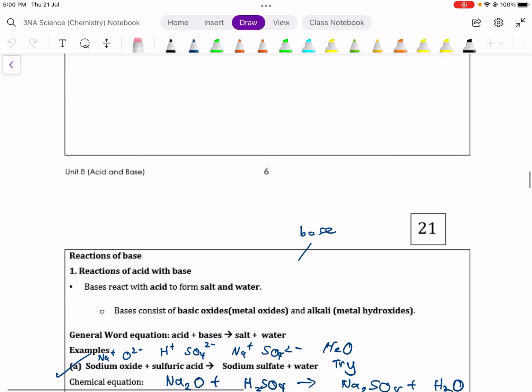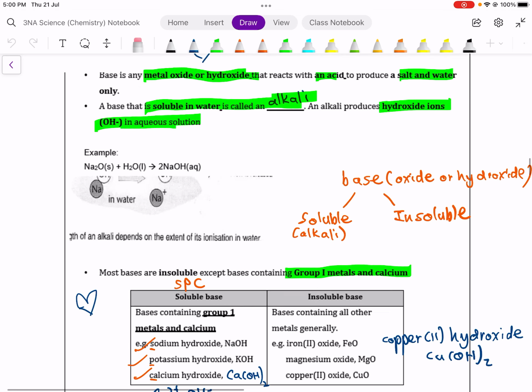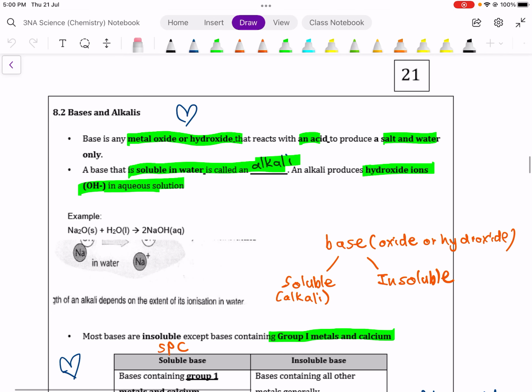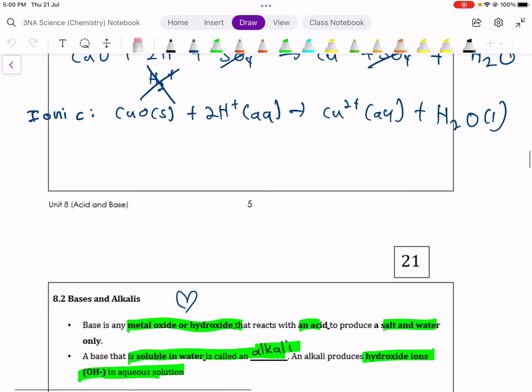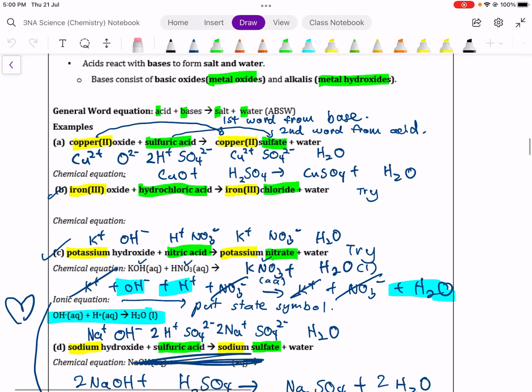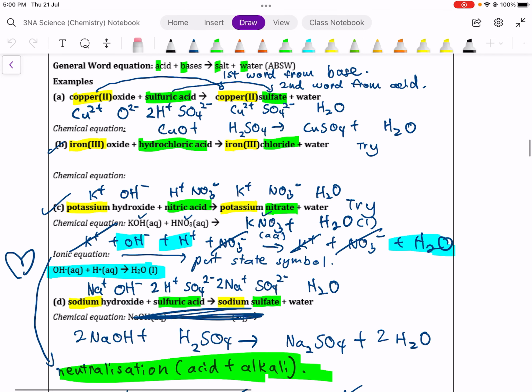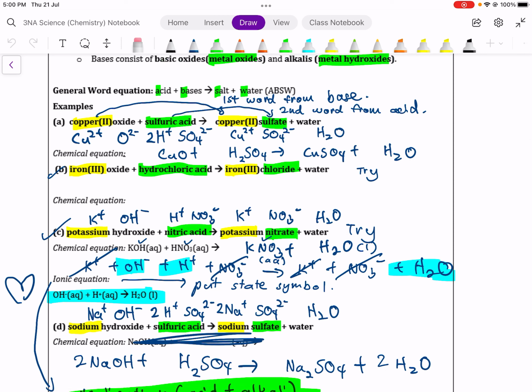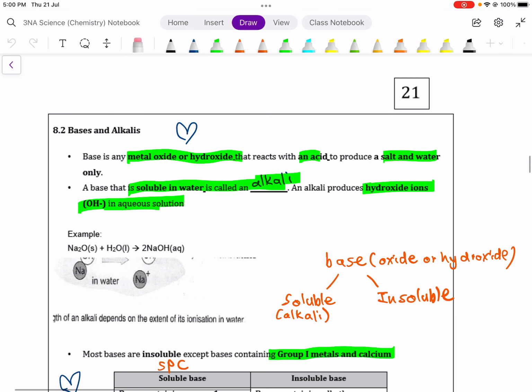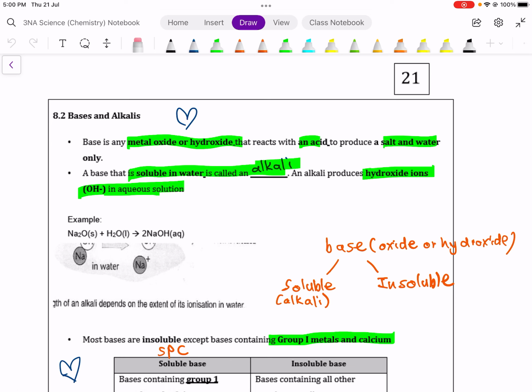Previously when we left off, we talked about the reactions between acids and bases, and we have done a couple of examples. I hope now you're familiar with the chemical equations. Then we went on to talk about what's a base. Of course, I hope you still remember what a base is.